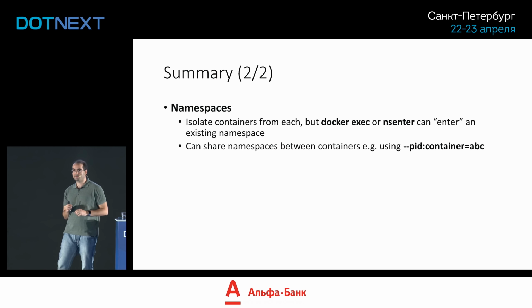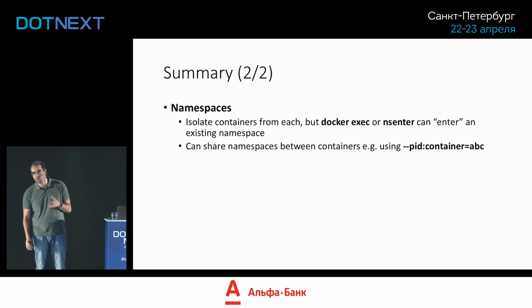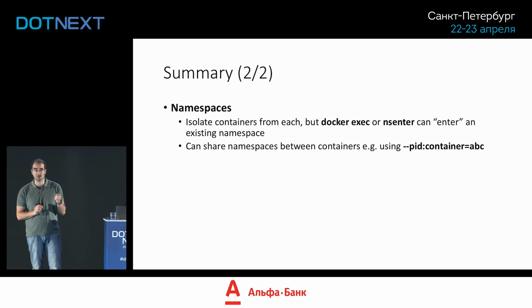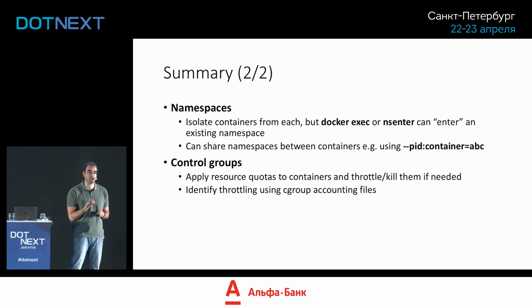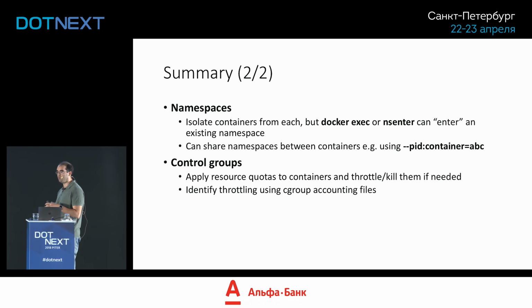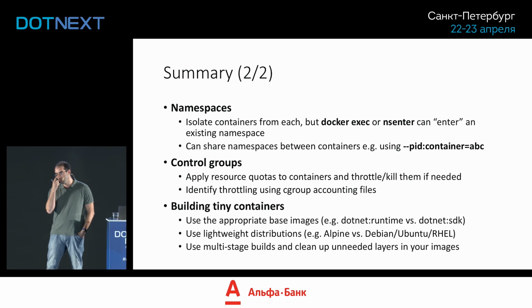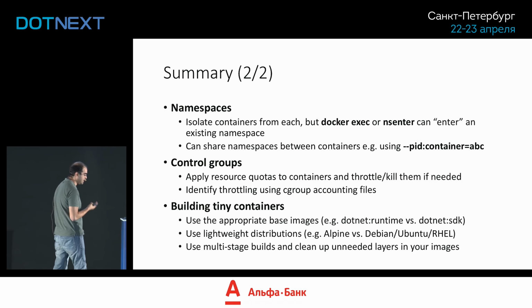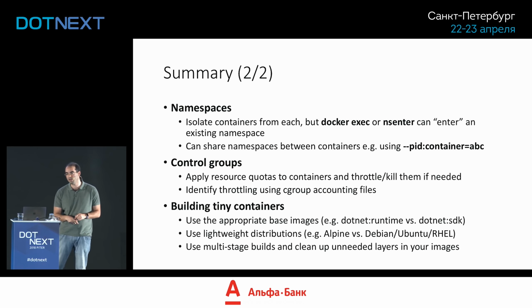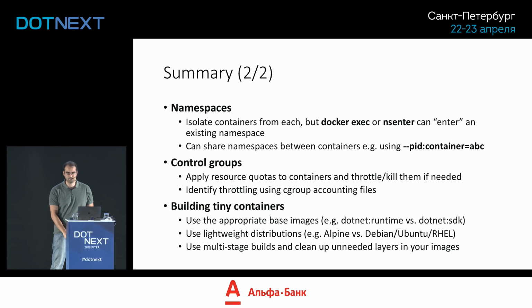Namespaces isolate containers from each other, but you can enter an existing container's namespace, and also you can share namespaces between containers, which is really useful for diagnostic containers. Control groups apply resource quotas to containers, and you will get killed or throttled very aggressively by the kernel if your quotas are breached. And finally, you can build really, really small .NET containers if you use the appropriate base images, if you consider the appropriate distribution for the container you're building, and of course, use multi-stage builds to only get what you need in the final package.